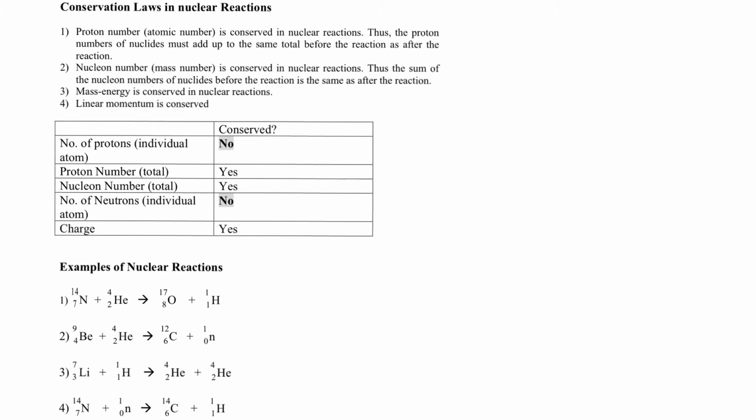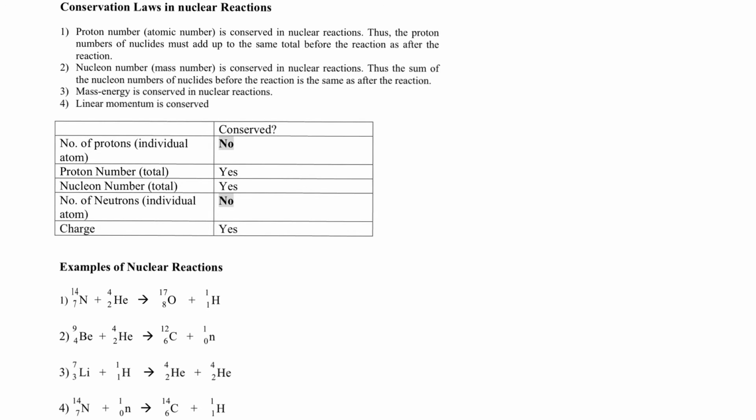Because in beta decay, a neutron actually splits to become a proton and an electron. That's beta minus decay. In the beta plus decay, a proton splits to become a neutron and a positron, which we will learn later. So your number of protons is not conserved. Okay, so charge, yes, because charge is your proton number, but number of protons not always conserved.